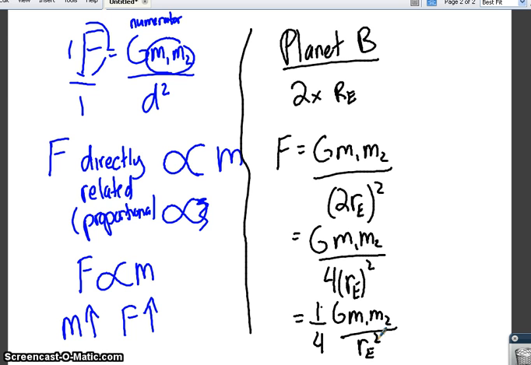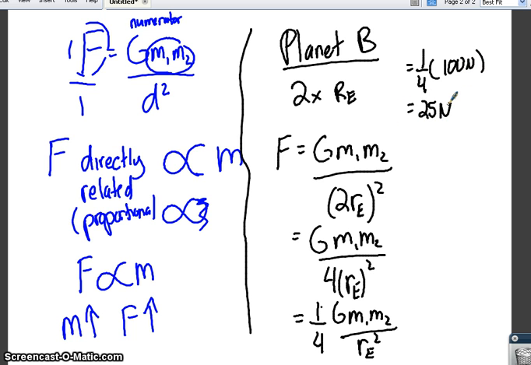So when the radius went up by 2, the force went down by 4. So if this was once again equal to 100, 1/4 of 100 newtons, that would be 25 newtons.